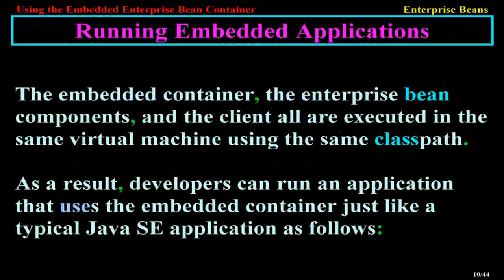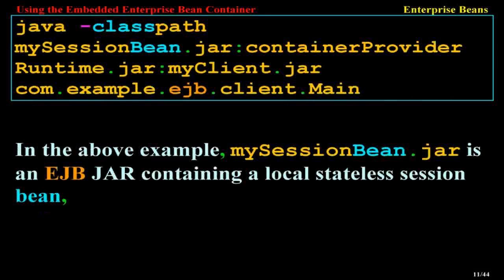Running embedded applications. The embedded container, the Enterprise Bean components, and the client all are executed in the same virtual machine using the same class path. As a result, developers can run an application that uses the embedded container just like a typical Java SE application, as follows: java -classpath MySessionBean.jar:container-provider-runtime.jar:myClient.jar example.EJBClient.main.